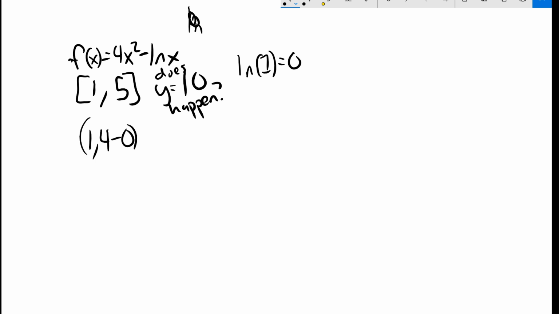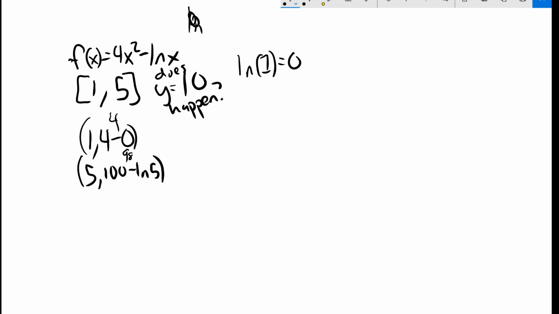So that's one of the points, and the other point, I plug in 5, and I get 100 minus natural log of 5 for my y value. Natural log of 5 is less than 2, so I don't care about it really. This is 98-ish if I had to ballpark it. And so yes, between 4 and 98, there needs to be a 10 that happens.